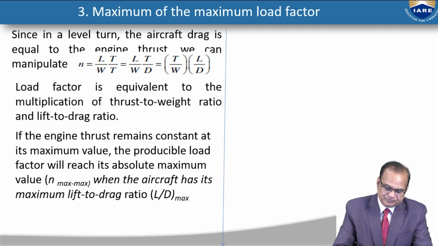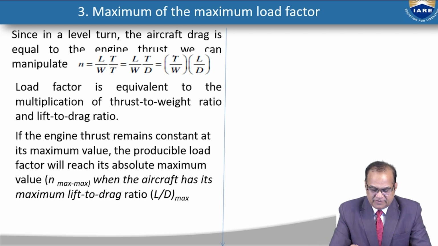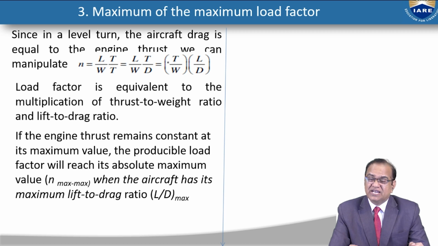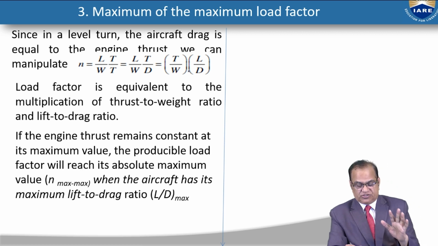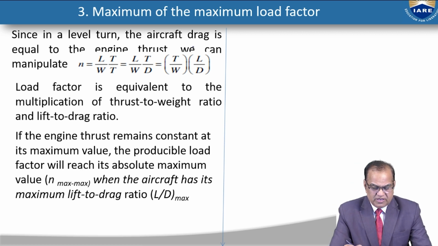So here we have N is equal to T by W into L by D. T by W is mostly constant, and if we make the thrust also maximum and constant, T by W will be constant. So if the thrust remains constant at maximum value, the producible load factor, that is N, will reach its absolute maximum value, that is called N max max, when the aircraft has maximum lift to drag ratio.